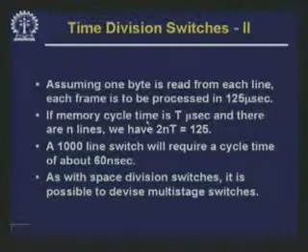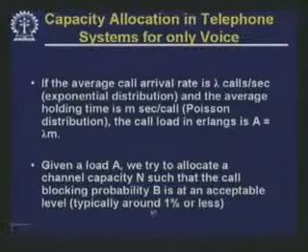If memory cycle time is t microseconds and there are n lines, we have 2nt. Why 2? Because each of them has 2 operations, one read and one write. So, 2nt would be 125. So, a 1000 line switch will require a cycle time of about 60 nanoseconds. Okay. That is the kind of memory speed, and as we will see, as the number of lines goes up or as the speed of switches goes up, this memory speed becomes a constraint. As with space division switches, it is possible to devise multi-stage switches.